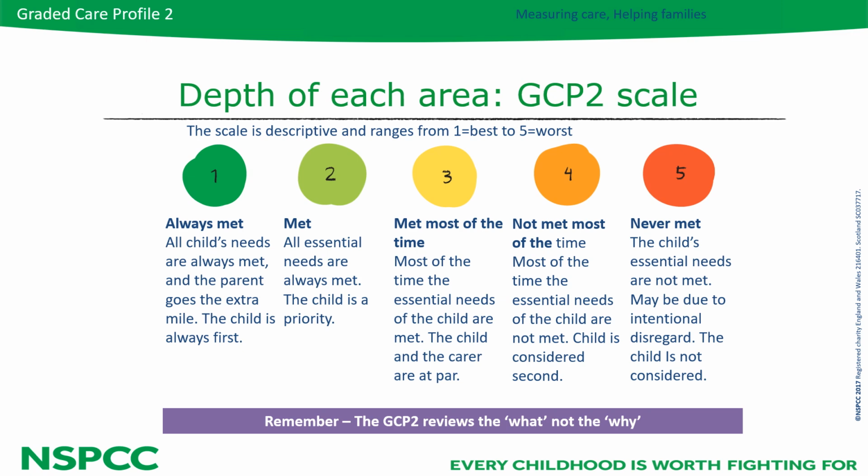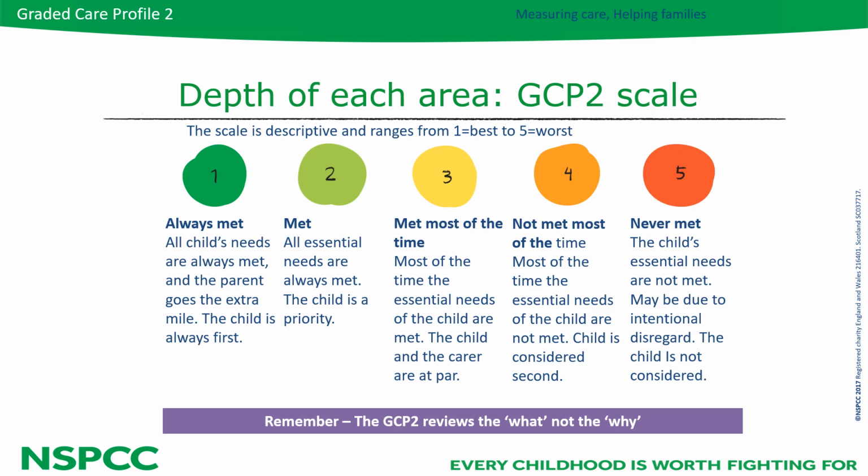And 4s are thinking about most of the time the child's needs aren't met. So the parent's needs might be considered before the child, so therefore the child's needs are considered second, and their essential care needs are often not met for them. And then when we think about 5, which is that worst end of the scale, we're thinking about children's needs never being met. So children's essential care needs are not met at all.